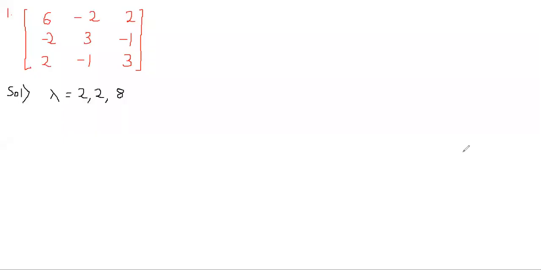Hi everyone. So last video we saw how to find the eigenvalues for this sum, and now we will find the eigenvectors. So the eigenvalues are 2, 2, 8. If all the eigenvalues are different, the problem will be super cool and very easy.